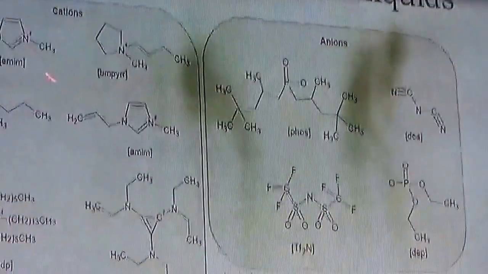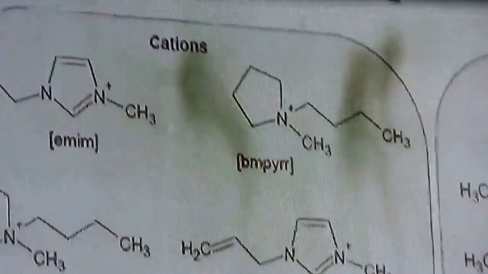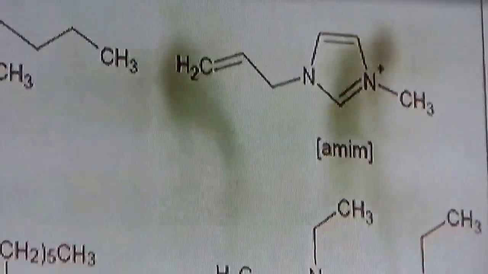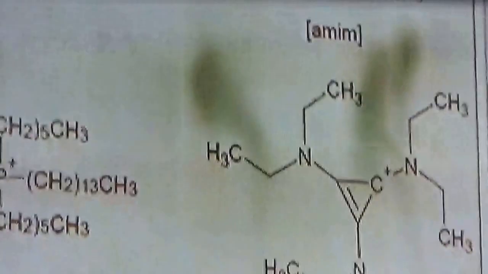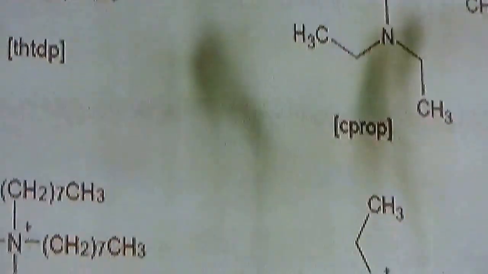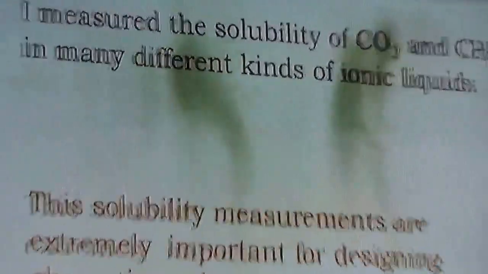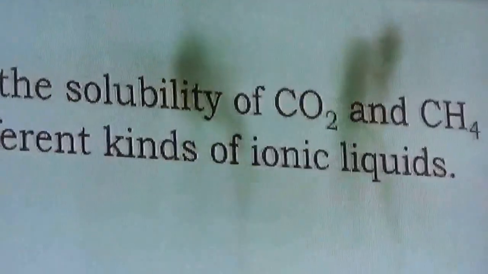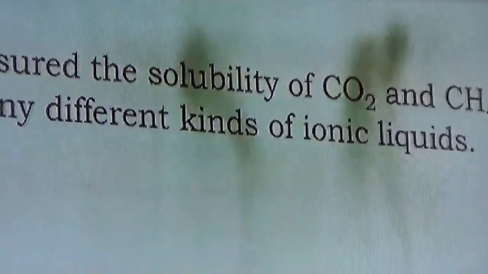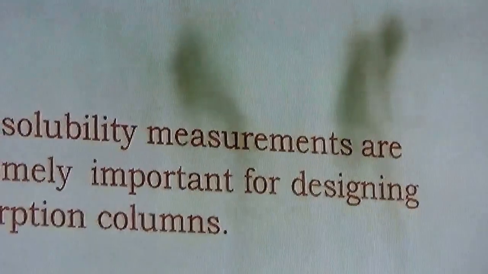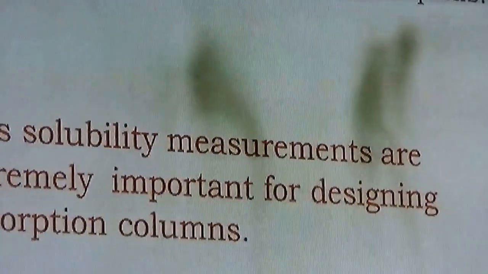Project. So the cations, they have charges. And the anions are inorganic molecules. They have very difficult names, but you should not remember these names because it's not really relevant. So, experiments. I measured the solubility of CO2 and methane mainly in many different kinds of ionic liquids, the ionic liquids I previously showed you. And these solubility measurements are very important for process design. For instance, if you want to know at which temperature.